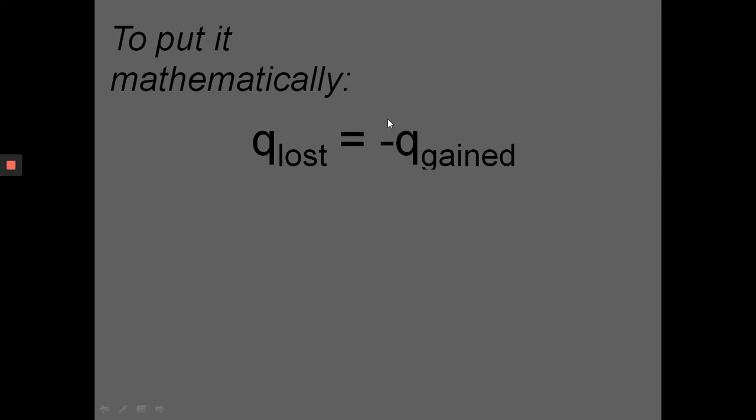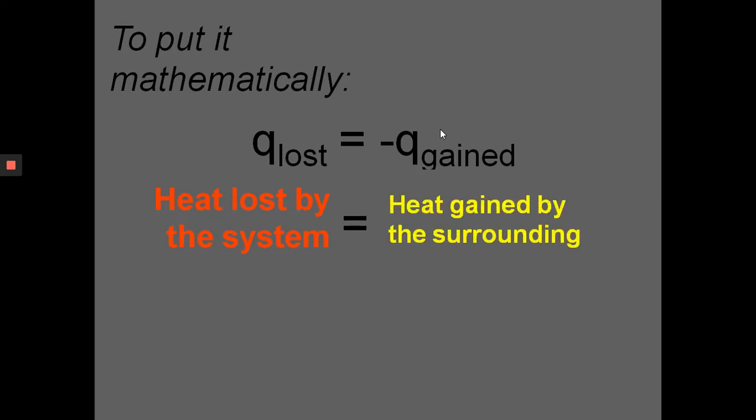Ideally, when energy transfer is perfect and ideal, that means the amount of heat energy lost by one system is equal to the other one, but we have to put a negative sign in one of them to cancel those losing and gaining. Heat lost by the system is equivalent to the heat gained by the surrounding.